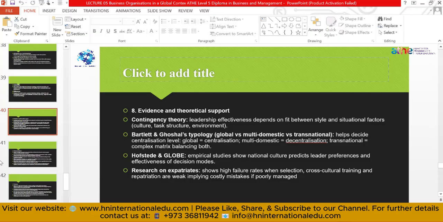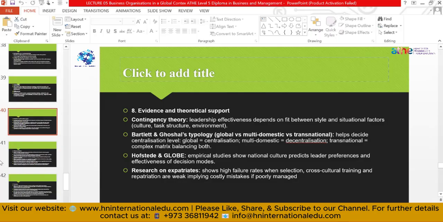Bartlett and Ghoshal's typology: global versus multi-domestic versus transnational. He proposed these three things together. It helps in deciding the centralization level. That is global, which equals centralization. Yes, multinationals do not have the other styles. Mostly they have the centralized systems. Multi-domestic has decentralization, and the transnational has always a complex matrix balancing mode. Sometimes they have the hard rules, sometimes they have the soft rules. That is, employees are also participating, the board of directors are also participating.